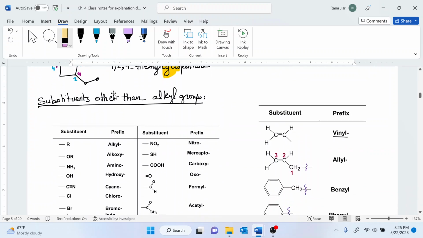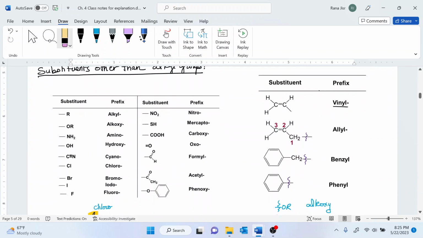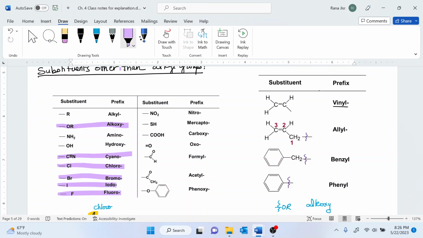There are substituents other than alkyl groups that you are responsible for. We're going to hit on all of these substituents, but for now, you're responsible for the alkoxy. You're responsible for the cyano, for all the halogens, how to name them. So if you have a halogen pointing off the main chain, you're just going to name it as a halo, like chloro, bromo, iodo, fluoro, etc.